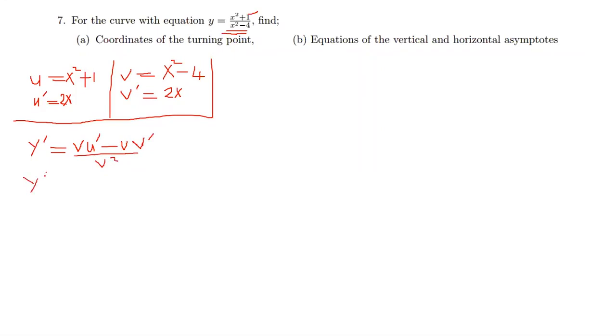So you're going to have your y prime being equal to the v that we have found here, which is x squared minus 4. You write it there, put it in brackets and then multiply it with your u prime, which is equal to 2x, and then minus, you write your u, which is just equal to x squared plus 1. Then you put them in brackets.